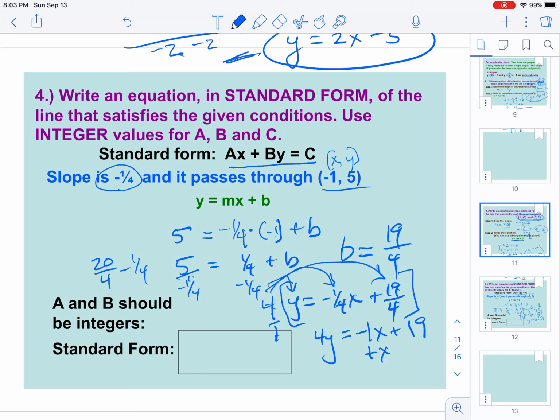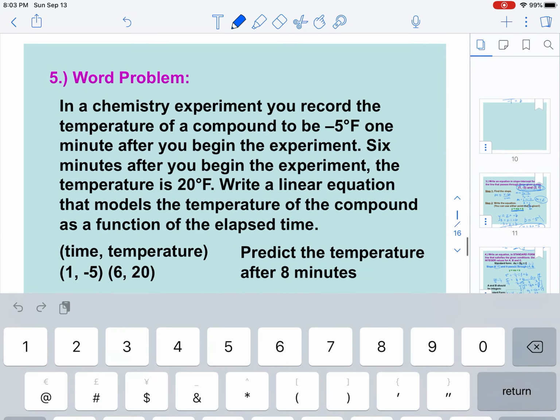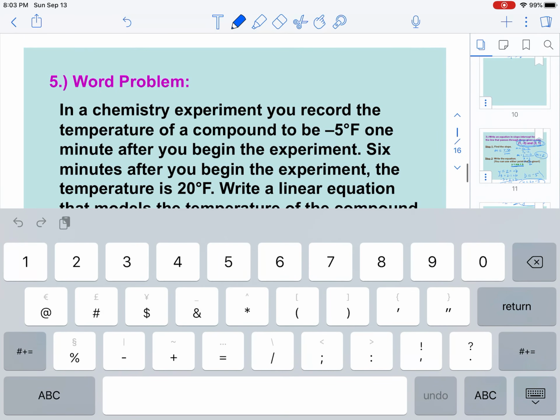And so then to finish this off, I just add x to each side, and what I end up with as a standard form is x plus 4y equals 19. So that is kind of a little messy, especially because we have those fractions in them. They kind of get messy. So that's an example I wanted you to look at.